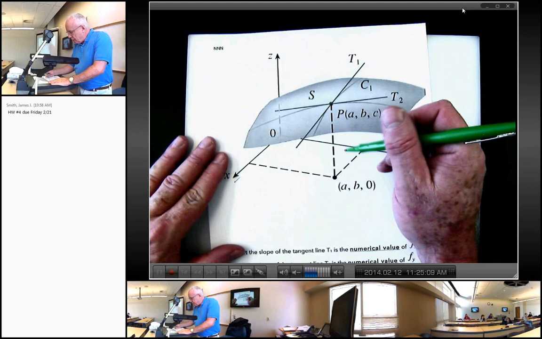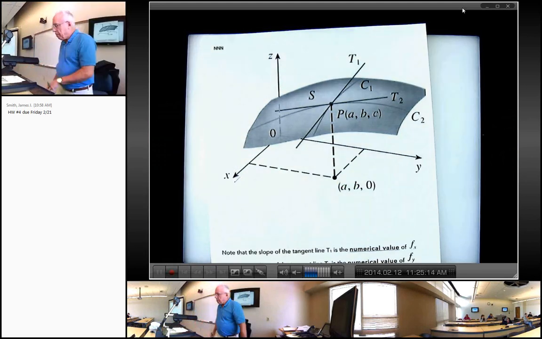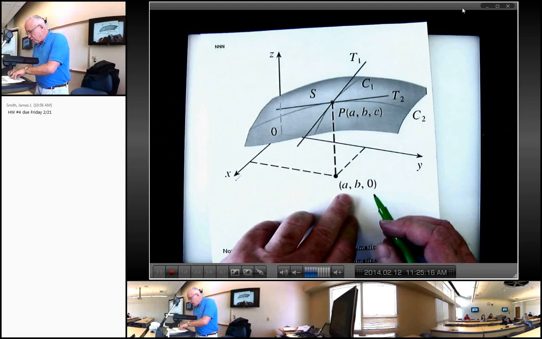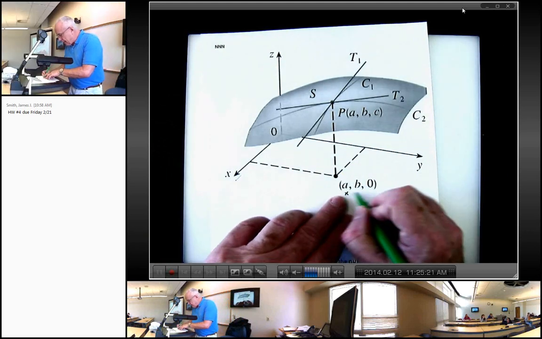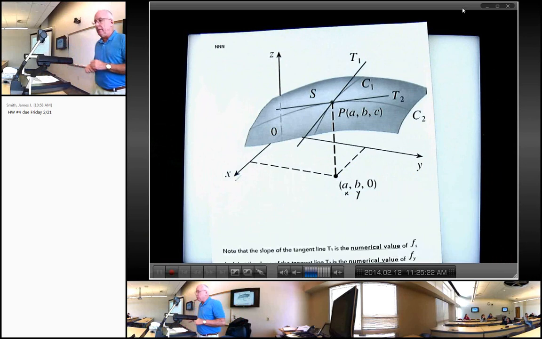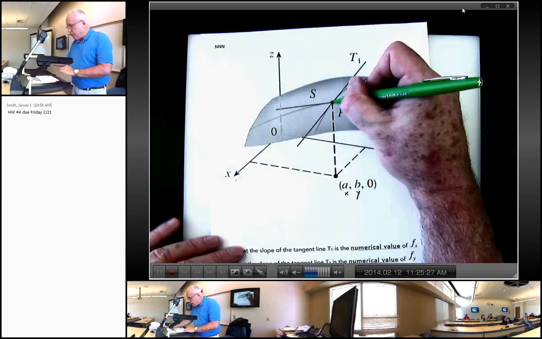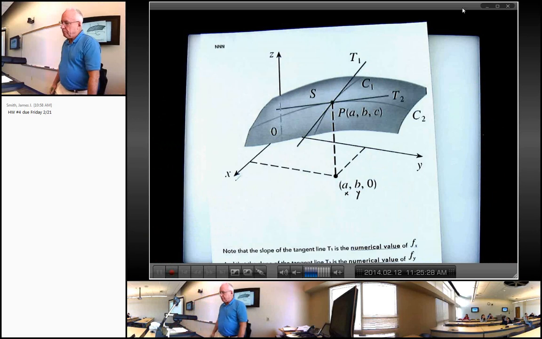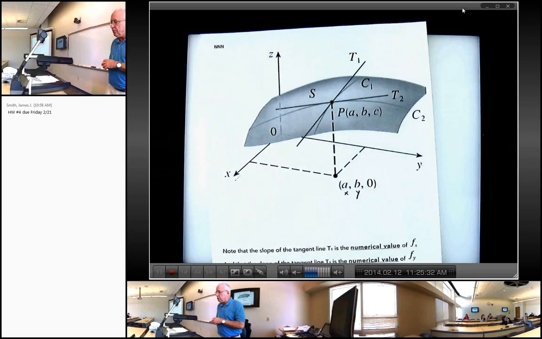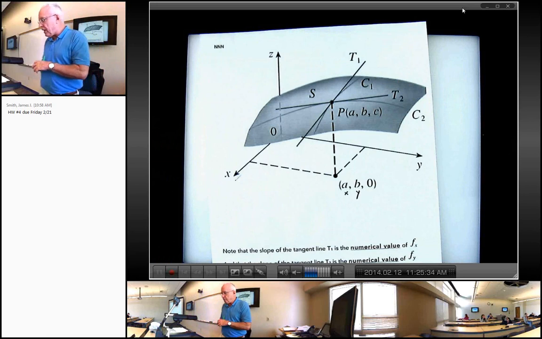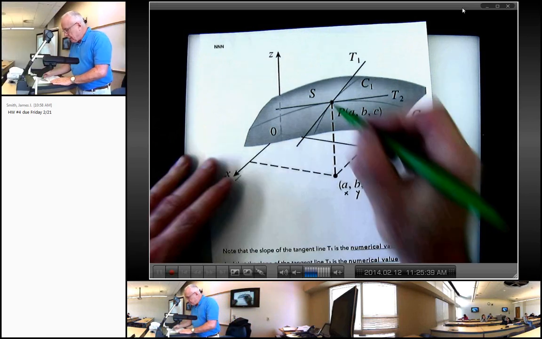Now, say we're looking at the partial derivative where x is a and y is equal to b, down there. All right, let's just take this on up to the surface here. So here's the corresponding point up in the surface for those values of x and y.